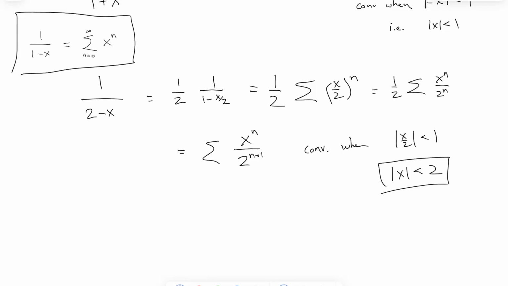Absolute value x is less than 2. That's the radius of convergence, 2. Or the interval, if you like, would be -2 to 2.